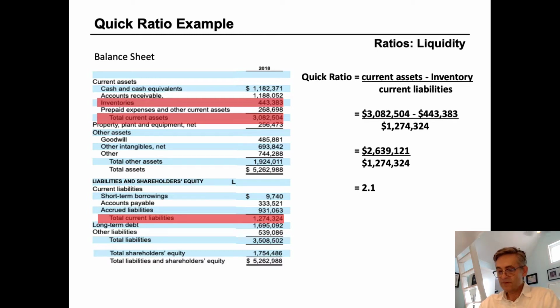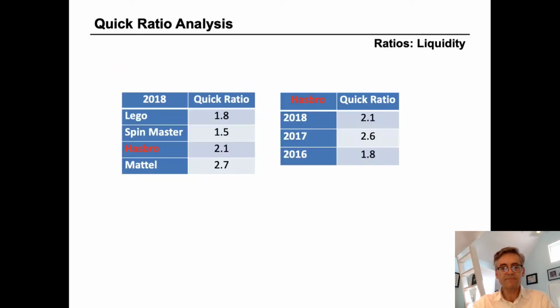In general, this is very good, and we would say that Hasbro is liquid. A higher number here means greater liquidity. Maintaining a quick ratio of 1 is the traditional rule of thumb, but it needs to be in context with the industry. So we need to compare Hasbro to its peers in the same line of business.